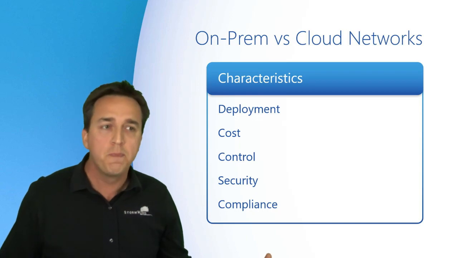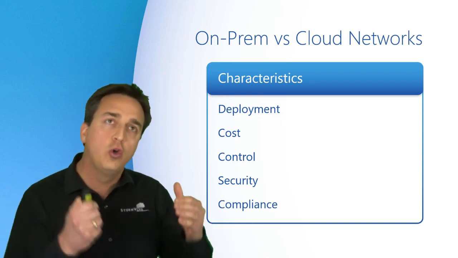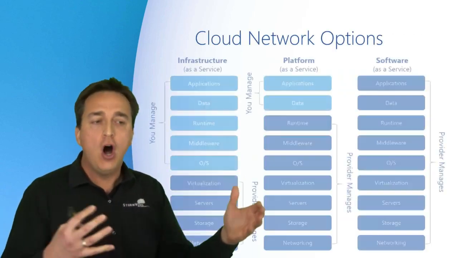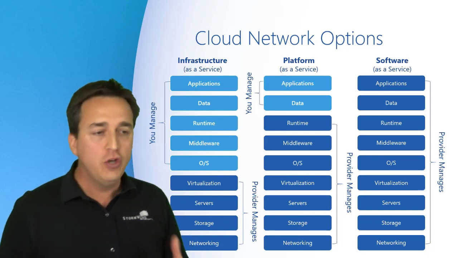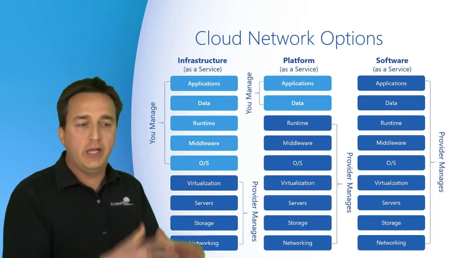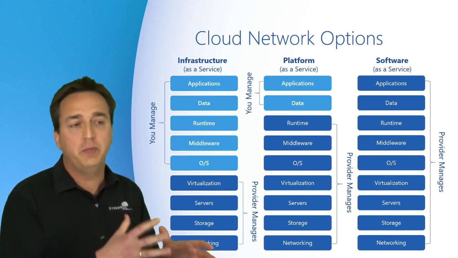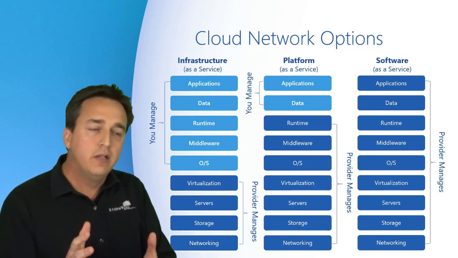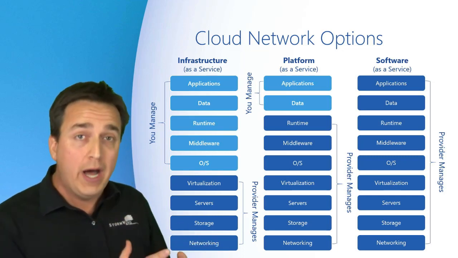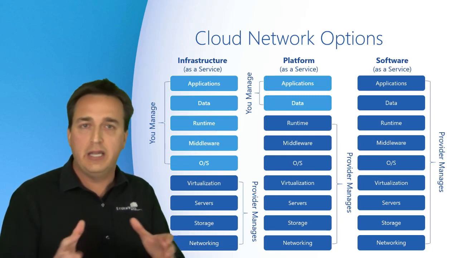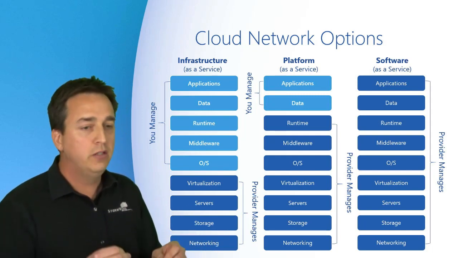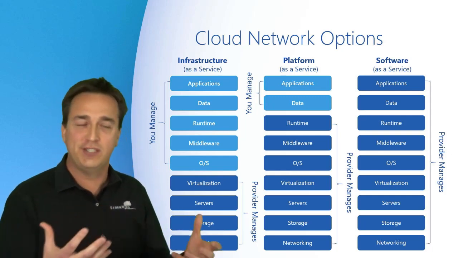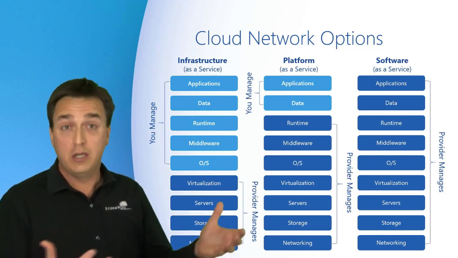But when we go to the cloud, these characteristics are going to vary greatly when it comes to the types of options that you choose. And knowing the option you're going with when it comes to the cloud is going to be extremely, extremely important, because you need to be well aware of who is managing what. When you identify who is managing what, then you're going to be able to identify the characteristics of deployment in that case, the characteristics when it comes to cost, the characteristics when it comes to control, the characteristics when it comes to security, and the characteristics when it comes to compliance.